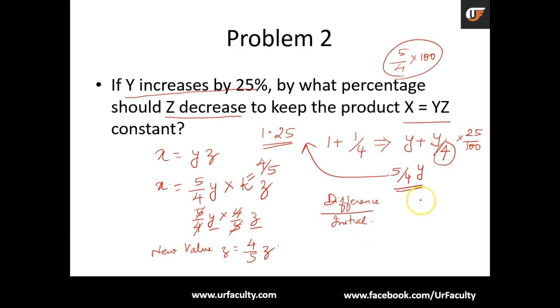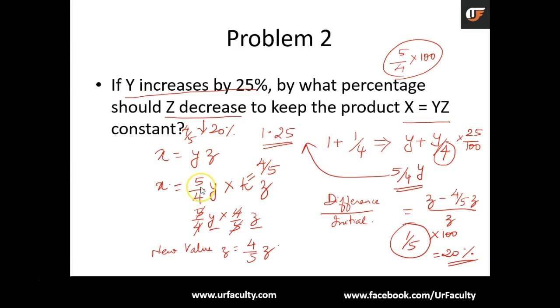So what is the difference in this case? Earlier it was z and now it is 4 by 5 z. And earlier it was z. Am I right? So with this, what do you get? You get 1 by 5 as the value. And 1 by 5, if you have to convert it into a percentage, you just multiply it by 100 and you get the value as 20%. So z should come down by 20%, which is basically 4 by 5 of its own value, to maintain the product as x itself. I hope you understand this.